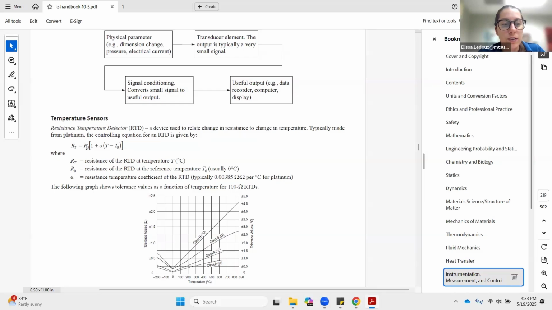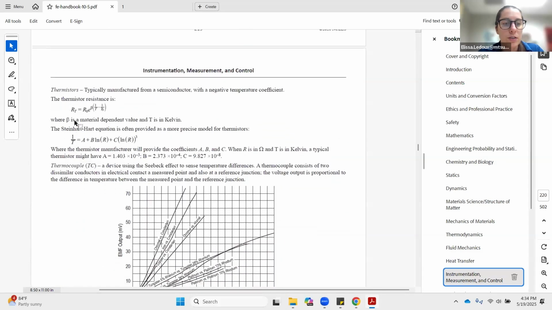R0 is the resistance at the reference temperature, which is usually 0 degrees Celsius. T is temperature and T0 is the reference temperature. And alpha is the expansion coefficient. So you would either be given alpha, probably in the problem, or you would look it up in a table, and then you would have to find what the resistance is at this particular temperature.